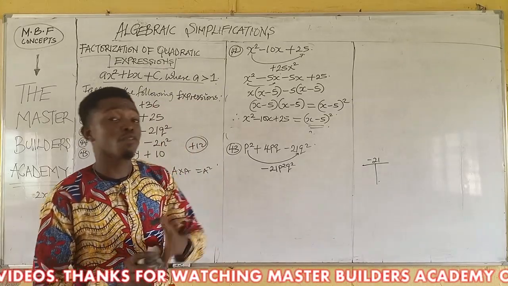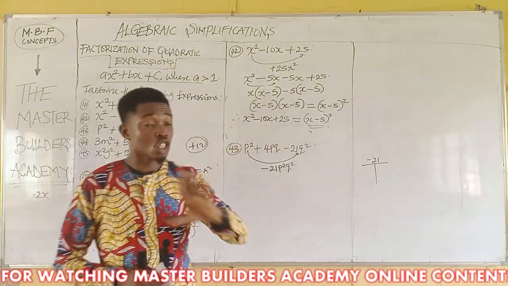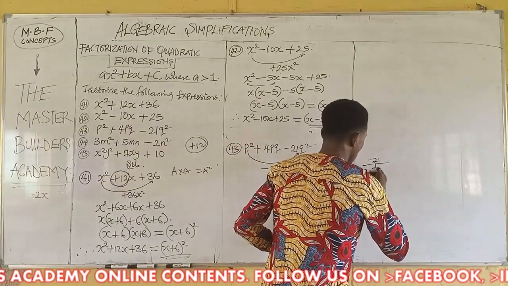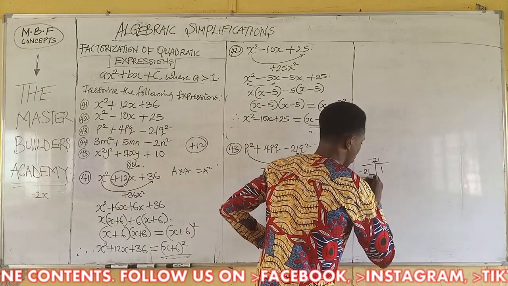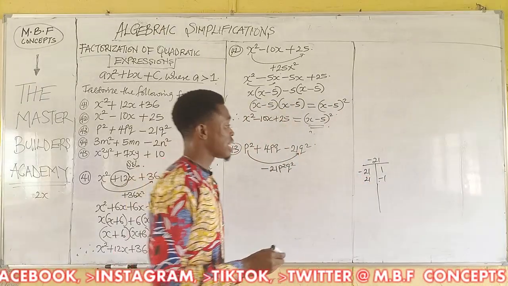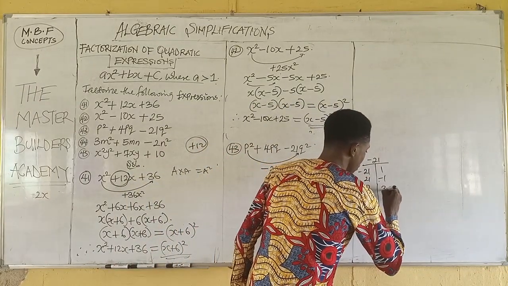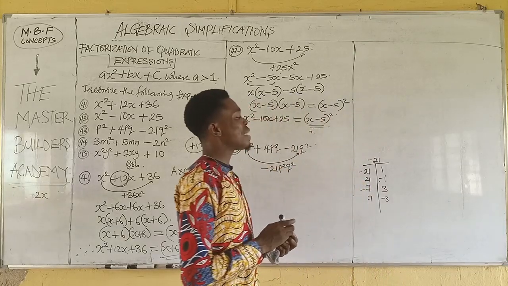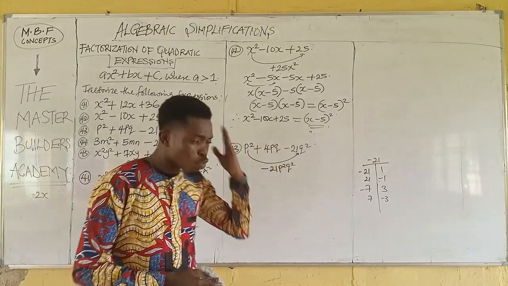Now, for the product of two factors to be negative, one of the factors must be negative, not two, one of the factors. So first is 21 times 1. It's either I have minus 21 or I have minus 1. This is the first factor. Then the next is 7 times 3. So it's either I have minus 7 times 3 or positive 7 and minus 3. Now these are the basic factors of minus 21.